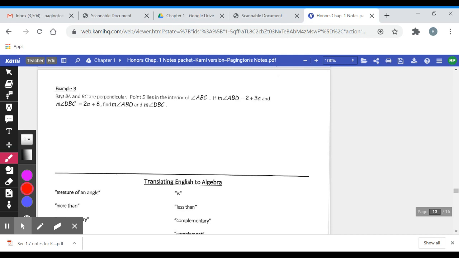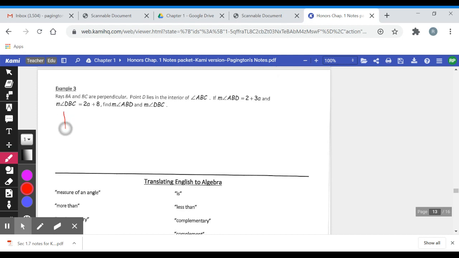I'm going to go ahead and work it out now. It says rays BA and BC are perpendicular. And it says point D lies in the interior of triangle ABC. So first of all, before I go any further, I need to draw a picture that fits that information. So we're talking about two rays. One's BA, one's BC. So both rays start at B.